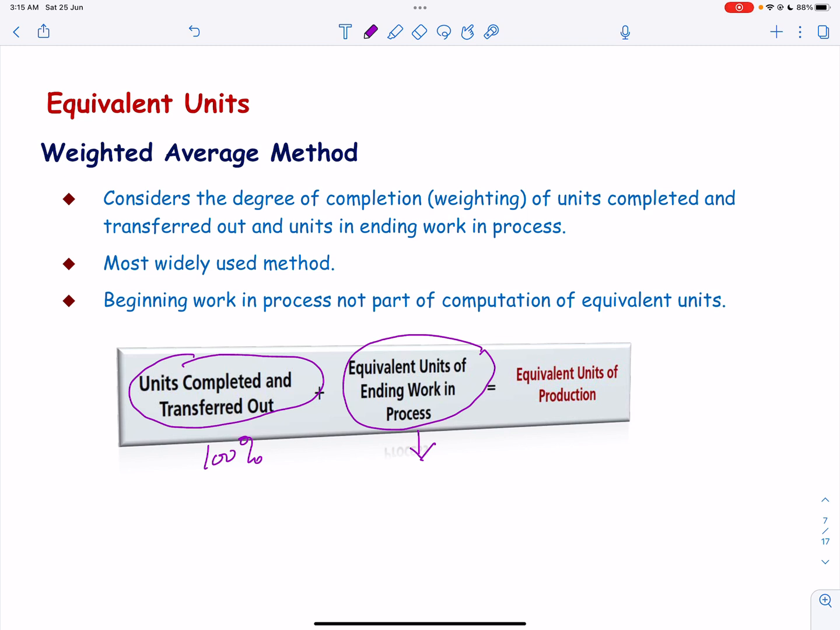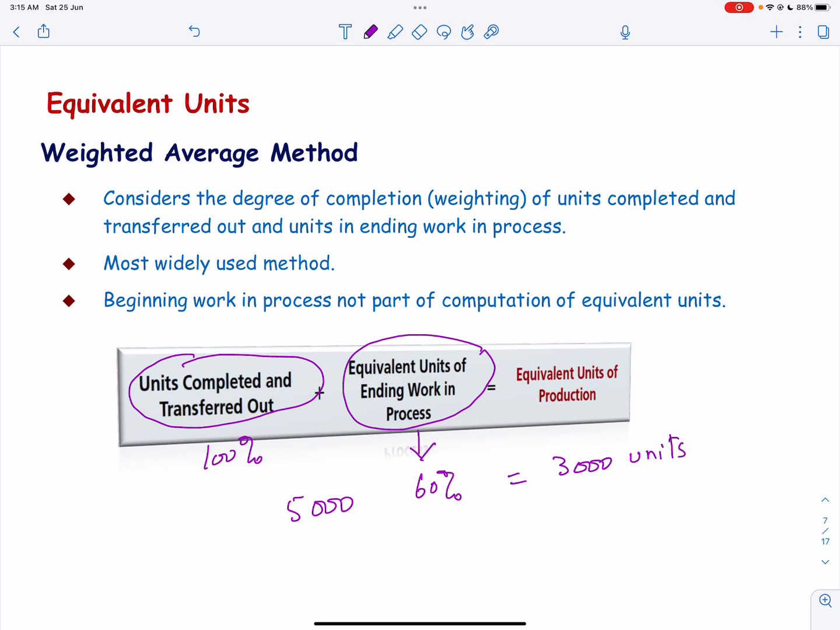For example, in a specific period, the entire output consists of ending work in process of 5000 units, which are 60% complete as to material, labor, and overhead. So the equivalent units of production will be 60% of 5000, and that is equal to 3000 units.